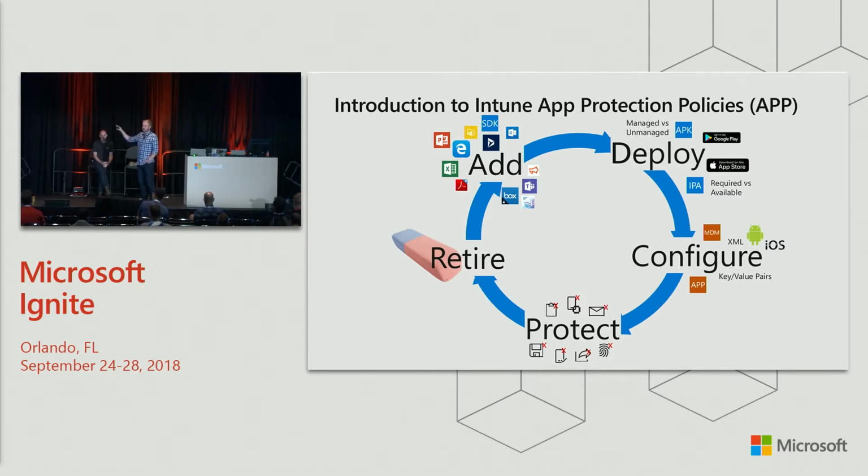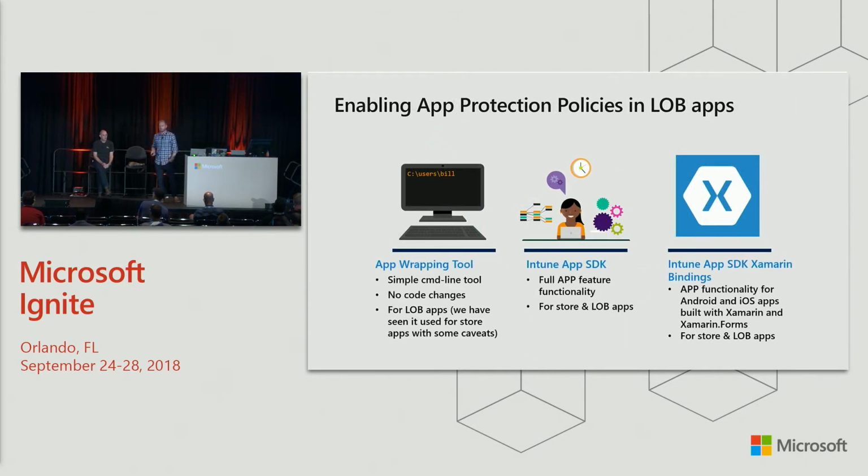So any of our first-party applications, but if you have your internal LOB apps, we can do exactly the same protection controls as we can for your Outlook and so forth, and provide that same experience for your end users as well. And just briefly on that, just one slide on the app wrapping tools and so forth. For those LOB applications, it's super simple for you guys to add things like jailbreak detection and so forth. We've got three options here to be able to incorporate our app protection policies into your applications.